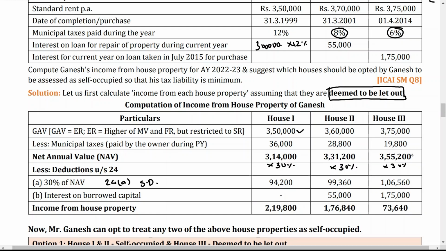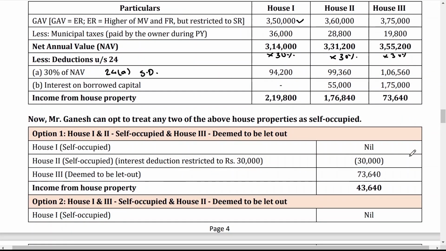Now interest on borrowed capital: for the first house it is not given, so nil. For the second house 55,000, and since the property is let out, the full amount is available as a deduction, so 55,000. In third one 1,75,000. So what is your income from house property? 2,19,800, 1,76,840, and 73,640.